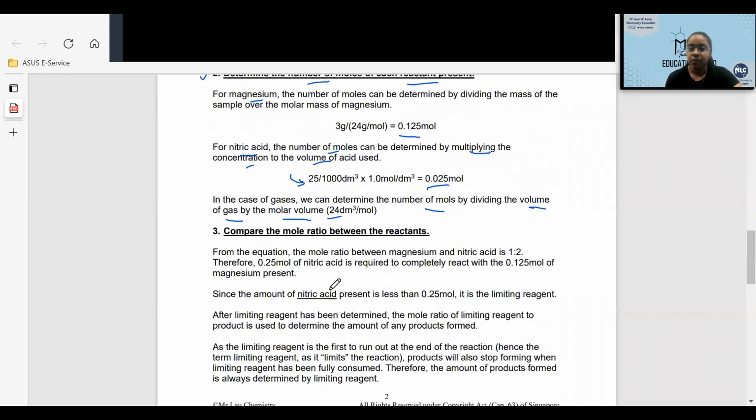Next, once you have both moles, you can compare the mole ratios between the reactants. From the equation above, the mole ratio between magnesium and nitric acid is 1:2. Therefore, 0.25 moles of nitric acid is required to completely react with 0.125 moles of magnesium present. Since the amount of nitric acid present is less than 0.25 moles, it is the limiting reagent. So nitric acid is the limiting reagent.